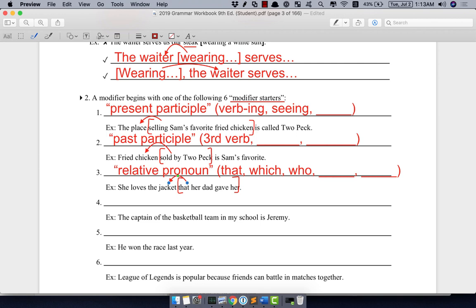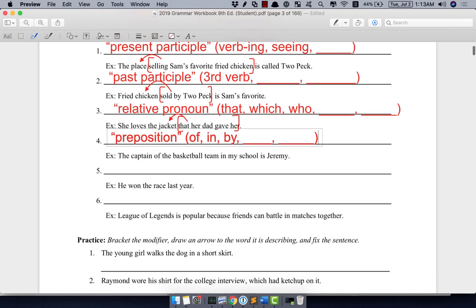Now, modifier starter number four is something called a preposition. Preposition. Okay, kind of a long word here. What are prepositions? Prepositions are words like of, or in, or by, and so on. Write down two more here. And if you don't know what prepositions are, one way to check whether a word is a preposition is, if this word looks like preposition, pre like before. So something that you would use before a noun to talk about the position of something.